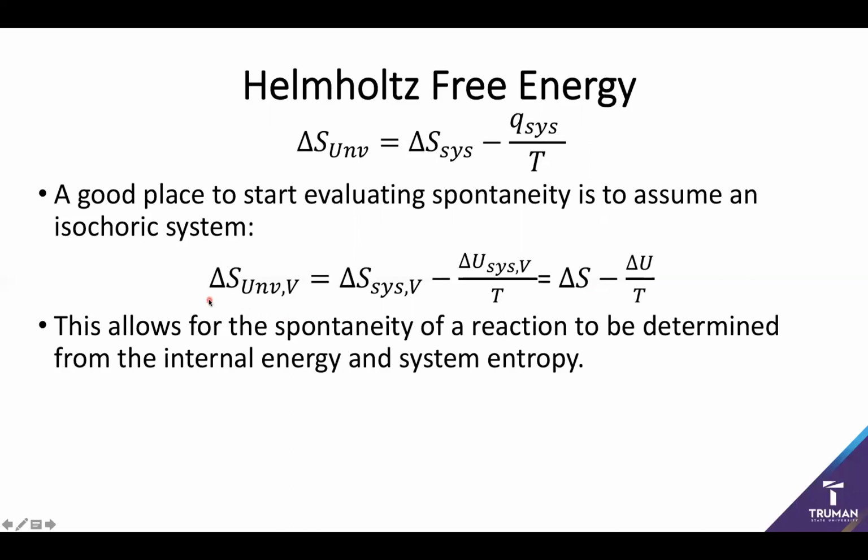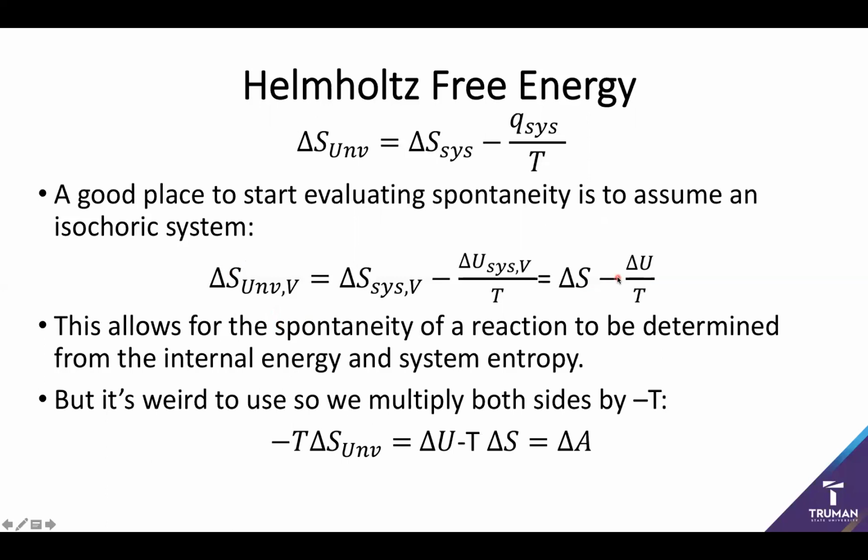However, let's be honest, entropy of the universe is a little bit of an odd notation to work with. So we're going to try and clean up our notation by multiplying both sides by negative T, which isolates our internal energy term by itself, and then minus the temperature times the entropy of the system. All of this is going to be equal to negative T times the change in universal entropy, which we essentially shorthand as the change in the Helmholtz free energy.